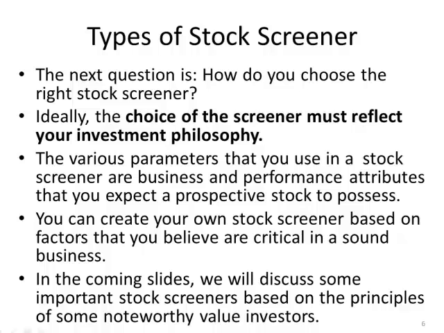In the coming slides, we're going to discuss some important stock screeners based on the principles of some noteworthy value investors. We'll talk about the Benjamin Graham stock screeners, of which there are three. Then we'll talk about the Warren Buffett stock screener and the Magic Formula stock screener. So we have 5 different stock screeners to go through. Like I said, there are other stock screeners out there, and you can create your own as well. When you see how these work, you'll see that it's not too difficult to create your own screener based on the factors that you think are important. But here are the ones we're going to show you that are commonly used and that we think are important as well. Okay, let's carry on, and now let's talk about the stock screeners themselves.